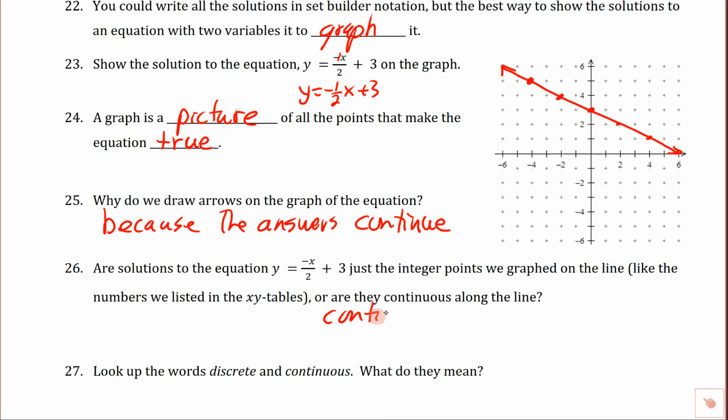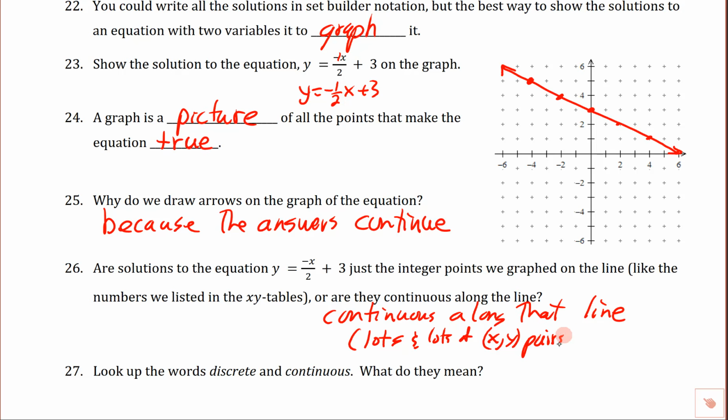So I'm going to write continuous along that line. There's lots and lots of xy pairs that make that equation true. So we'll say lots and lots of xy pairs make the equation true.